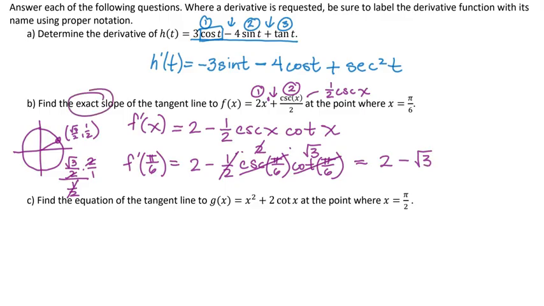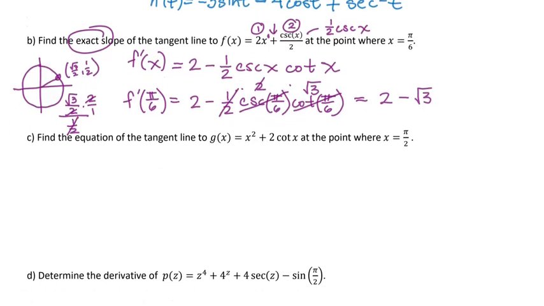It said exact, which means no decimals. You want to leave it just like that. All right, next one. Find the equation of the tangent line to g of x equals x squared plus 2 cotangent x at the point where x is equal to pi over 2.